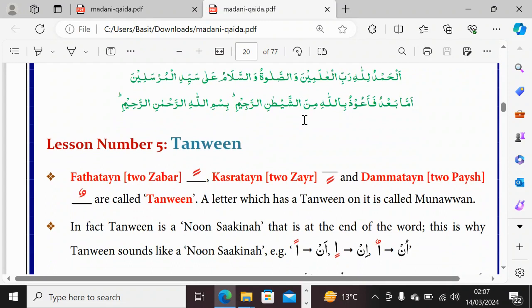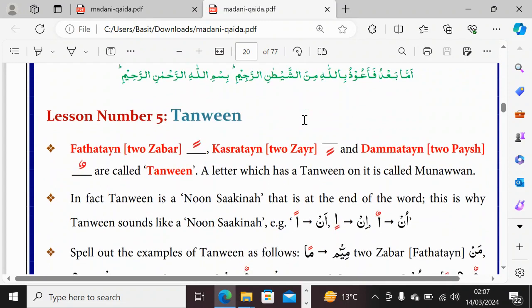So let's start. The name of lesson number 5 is Tanween. So what is Tanween? Before starting this lesson, we must know the concept of Tanween. Basically, two zabar, one and one, two zabar. Two zer, one and one, two zer. And two pesh are called Tanween. Two zabar, two zer and two pesh are called Tanween.